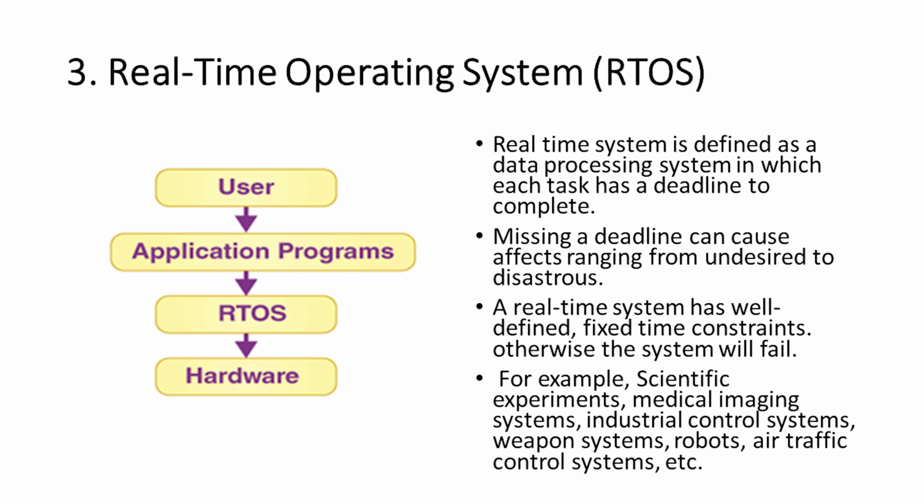And the third operating system is the real-time operating system. A real-time system is defined as a data processing system in which each task has a deadline to complete. A real-time system has a well-defined fixed time constraint, otherwise the system will fail. For example, scientific experiments, medical imaging systems, industrial control systems, weapon systems, robotics, air traffic control systems. The time taken by the system to respond to an input and display the required updated information is termed response time. In this method, the response time is very much less compared to online processing. Missing a deadline can cause effects ranging from undesired to disastrous.